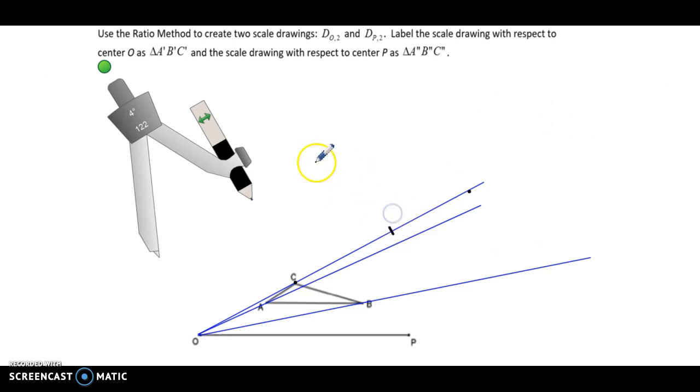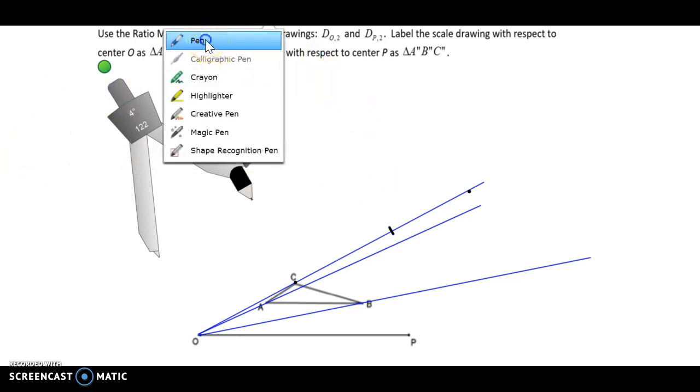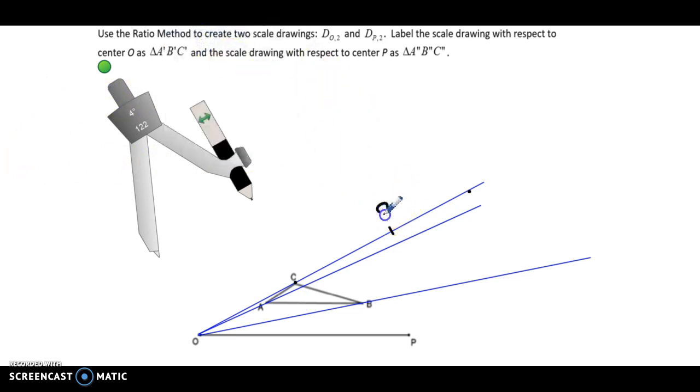Do I still have eraser selected? I don't know what's going on here. Okay, so C prime. Sorry, that's a messy C.